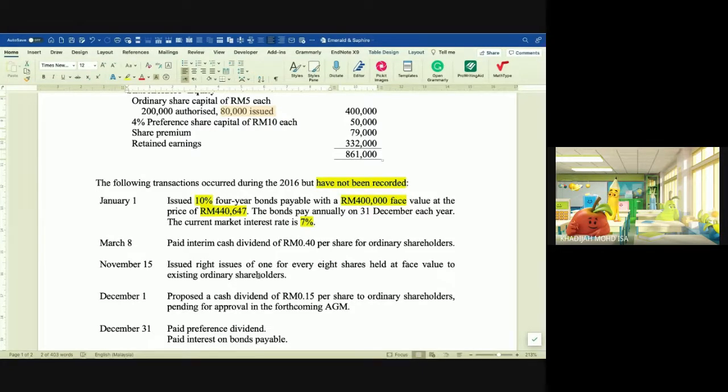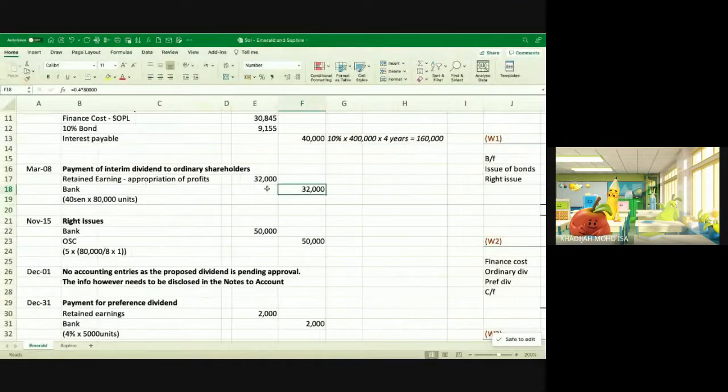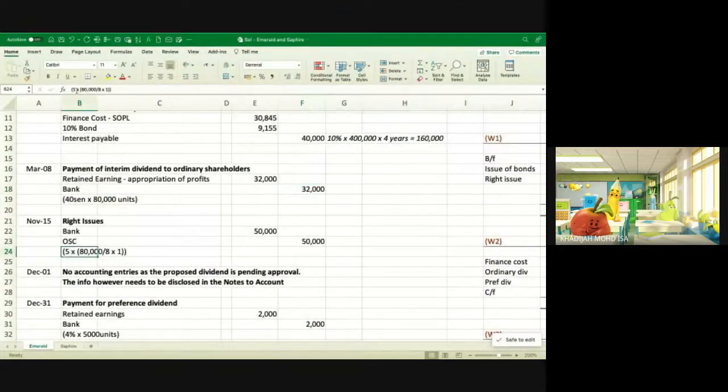How much? You're at face value. So the face value is 5 ringgit, so it should be 50,000. So 5 is the price. I will put it here. RM5 is the face value times 80,000 over 8 times 1, because for every 8 shares you have, 1 bonus issue. So that's how you get 50,000. So you're going to debit bank, credit OSC.